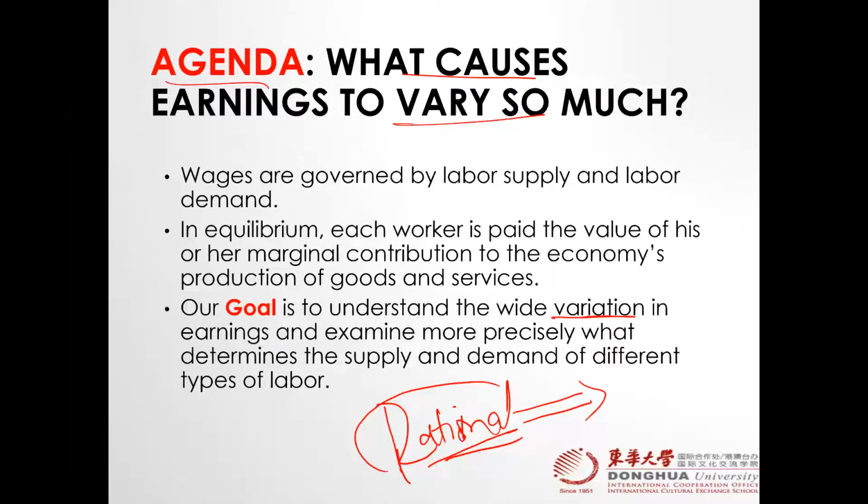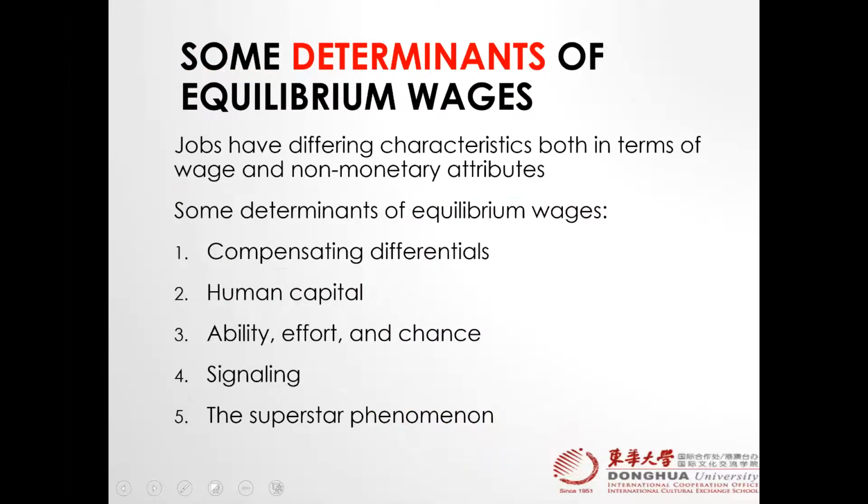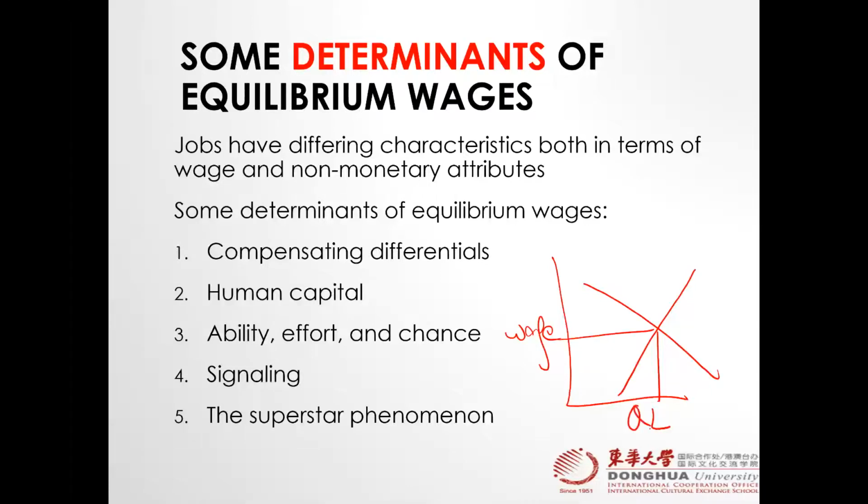So in our previous lecture, we talked about that wages are governed by labor supply and labor demand. And in equilibrium, the worker is paid the value of his contribution margin in the economy of production of the goods and services. So let's talk about that. So what determines the equilibrium wage? So this is the price of labor called wage, and this is the quantity of labor. All right. So what are the determinants of this equilibrium wage?